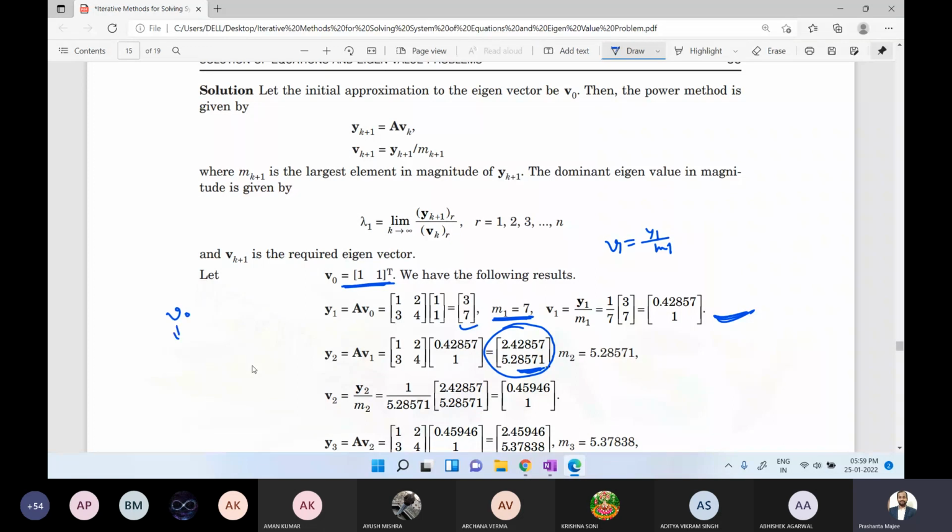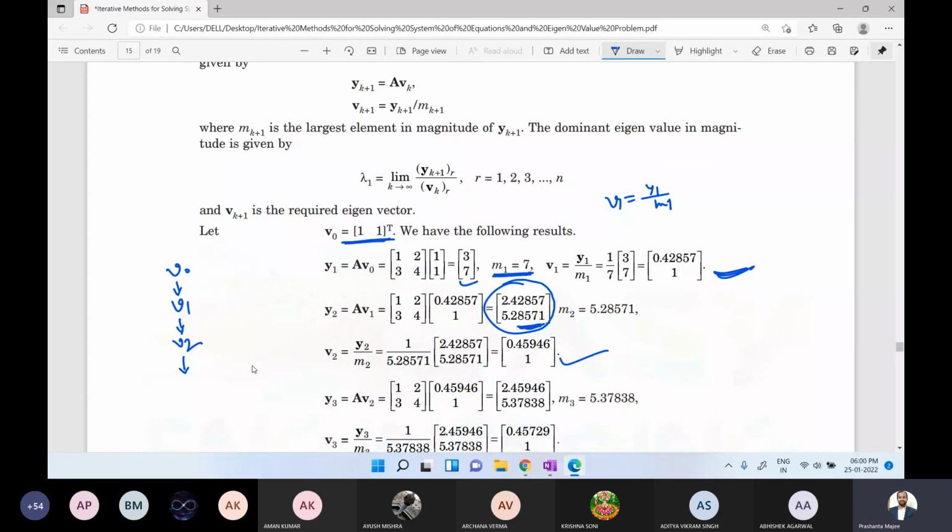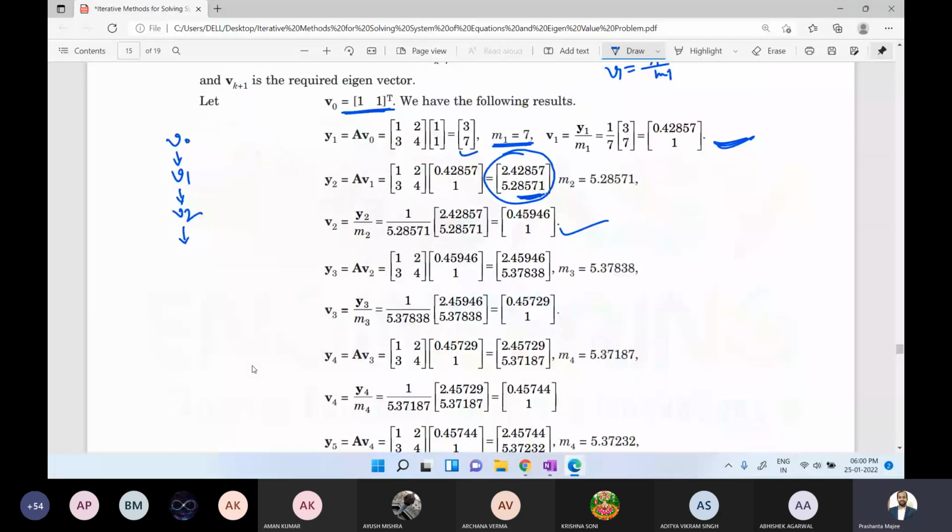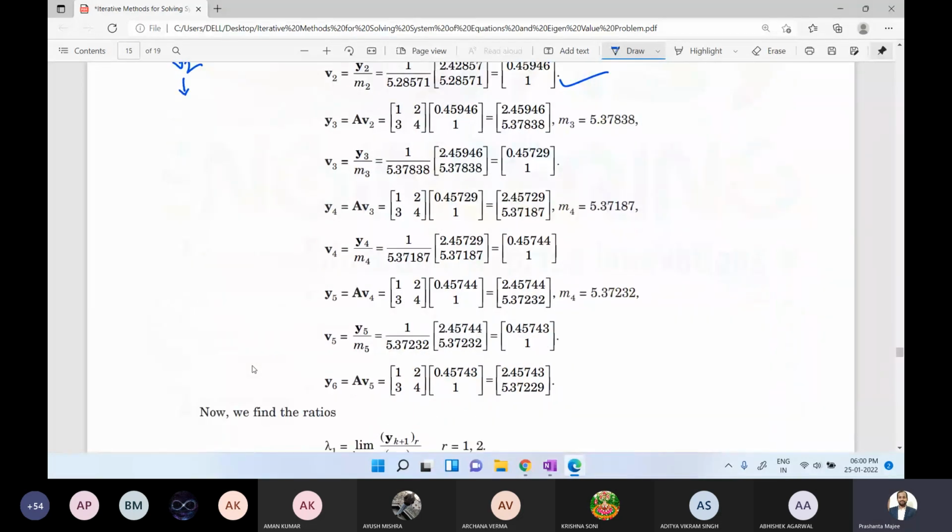So from v0 you have obtained v1. Now you need to calculate v2. So what will be v2? v2 will be y2 by m2. You have to normalize y2, so you divide each component of y2 by the largest component of y2. That is what we have done. So you have normalized the vector y2 and obtained v2. From v2 you have to calculate v3. To get v3 you first calculate y3. So y3 is A into v2, and the same thing will be repeated. You see the iteration procedure has been stopped at y6.